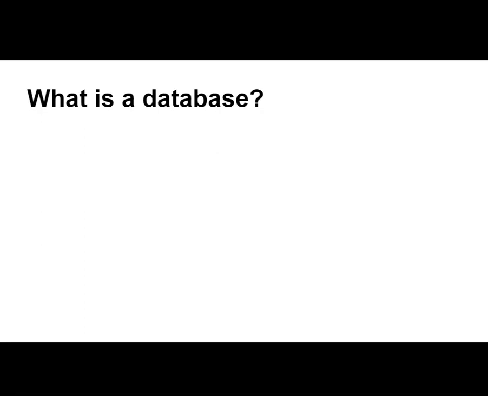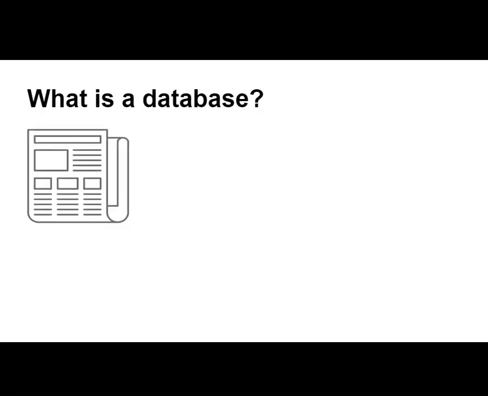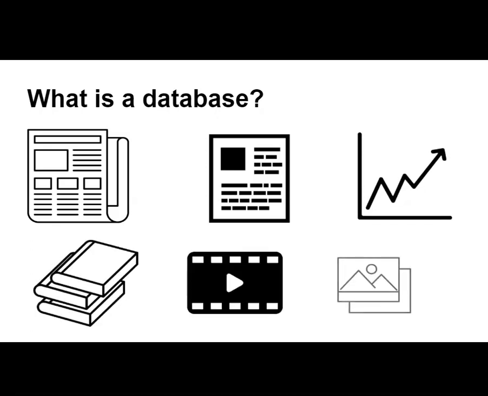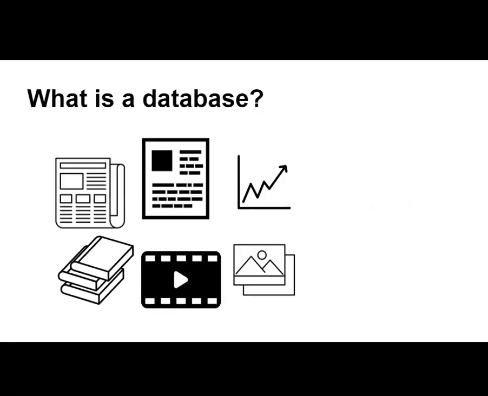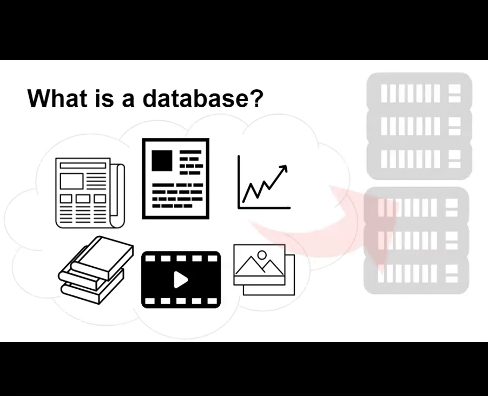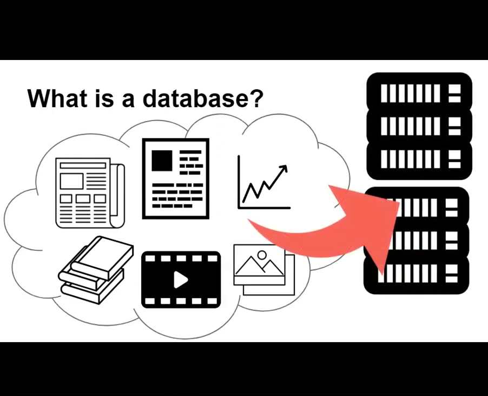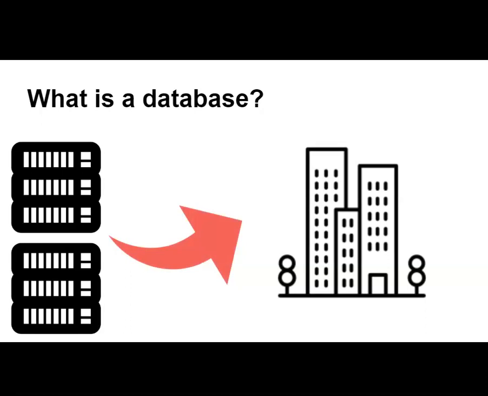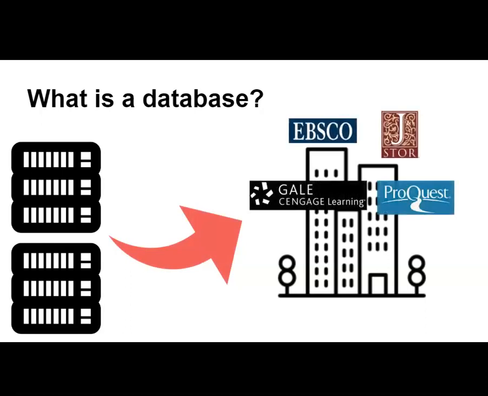A database is a collection of items. The word database is a compound noun. Taken apart, you get data and base. Newspaper articles, journal articles, graphs, books, videos, and pictures are just a few examples of data. This data is stored in a base. The base for digital files is a server or collection of servers, big hard drives with lots of space that hold the data. The servers that hold all the data are administered by database companies like JSTOR, EBSCO, Gale, and ProQuest.